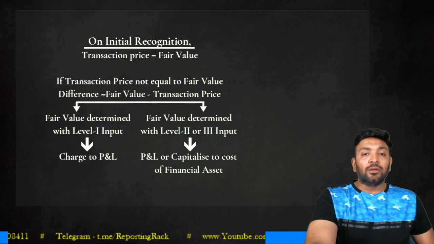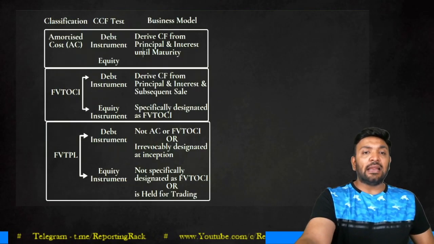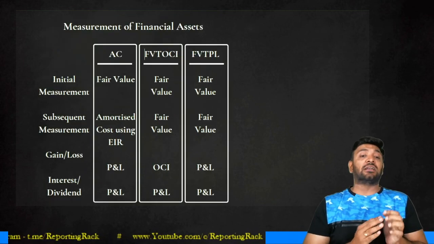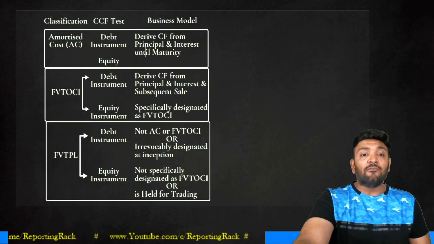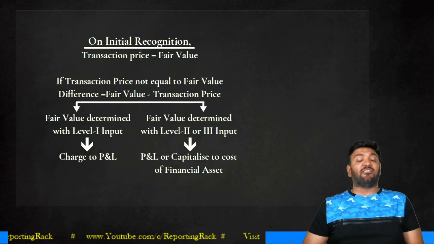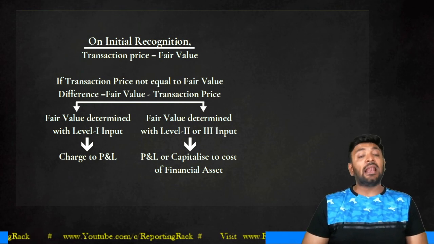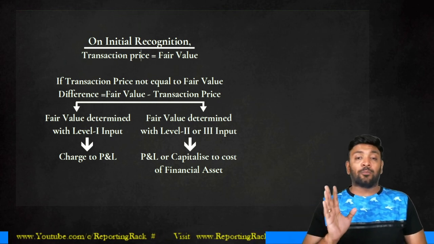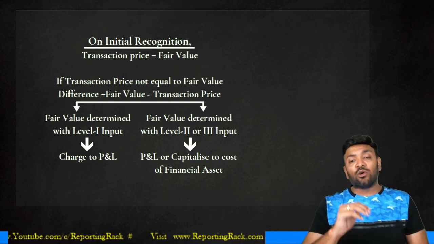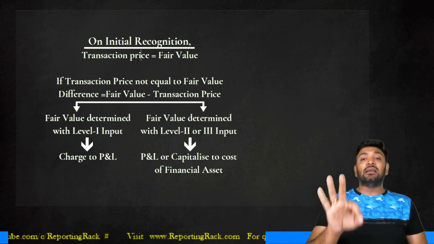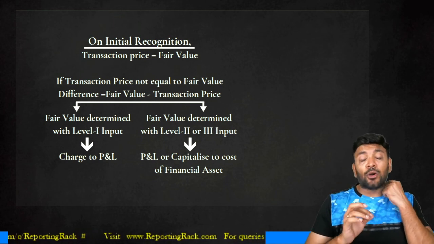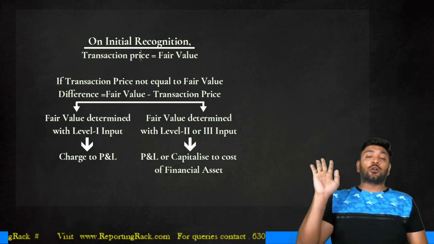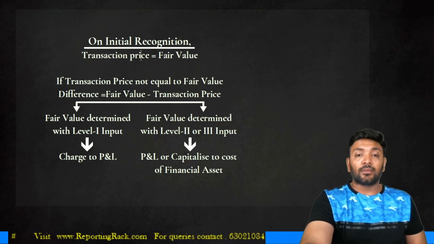This is exactly what I said. Initial measurement of amortized cost is at fair value, but subsequently measured using the effective interest rate. When there is a difference between transaction price and fair value, it should be charged to P&L if it is a level 1 input, but if it is a level 2 or level 3 input, then you can either transfer it to P&L or capitalize it to the cost of the asset. Here we got the difference. It was not a level 1 input. So I told you it is at the option. Either you transfer it to P&L now itself or transfer it to P&L over the next 5 years. Clear with the concept?